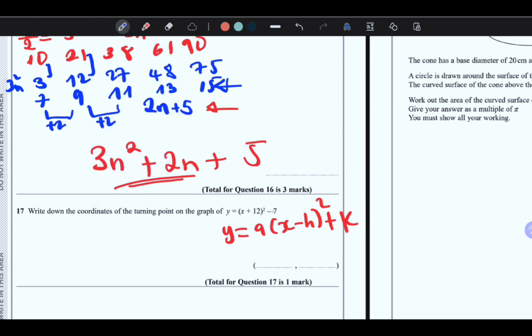So here's what I mean. You compare the positive 12 with the negative h. That is a positive and a negative, so you're going to have negative 12. The answer has to be negative. And then over here, you have negative 7 comparing with positive k. It's still two different signs, so you're going to have to put negative 7. And that's how you get the answer.